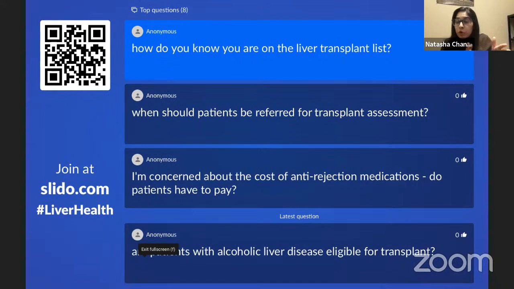And the transplant program would then have a list. There's actually a provincial list between both programs. And it would be crystal clear to a patient if you are listed. So you will be told in verbal form and written form that you are active on a list. The transplant program would also communicate with the referring hepatologist or gastroenterologist, so we can also help be part of the external team.